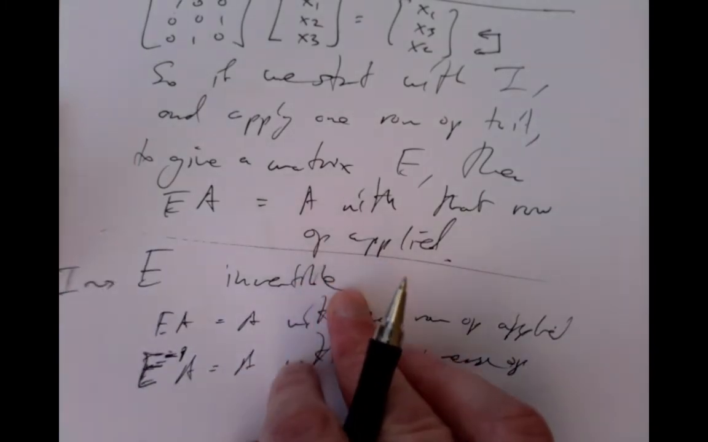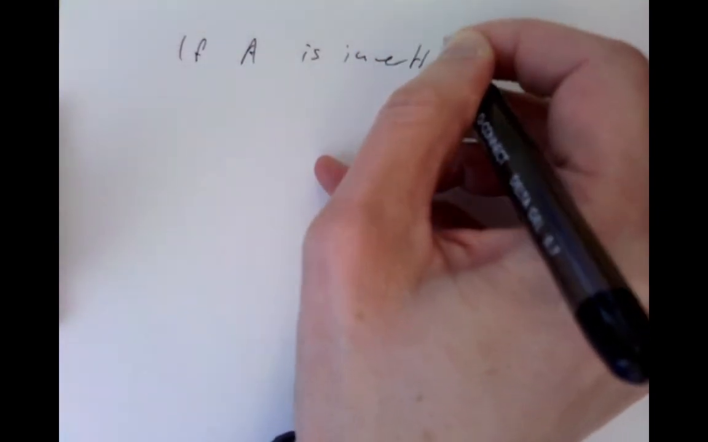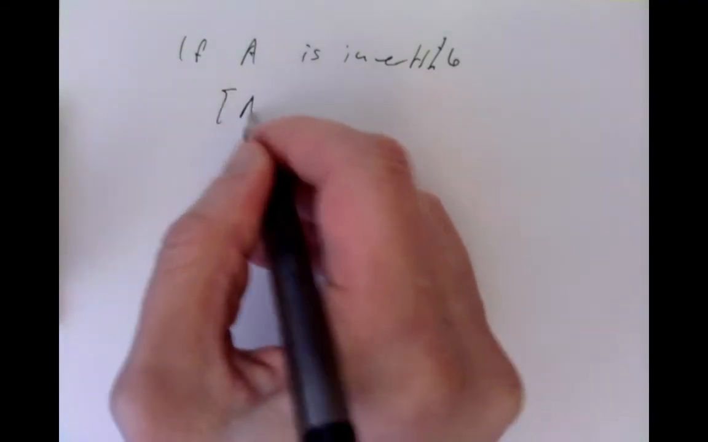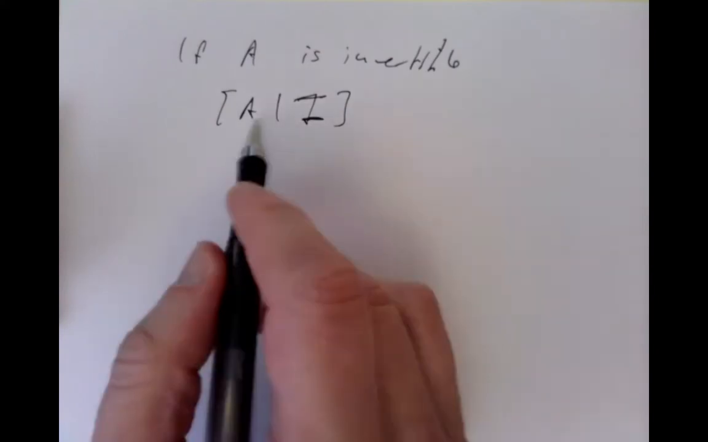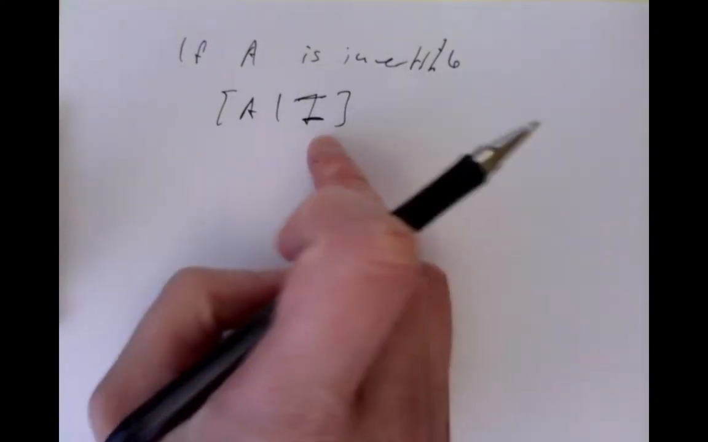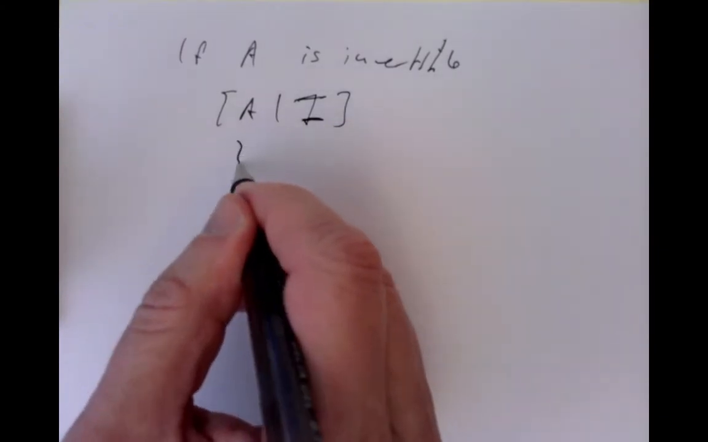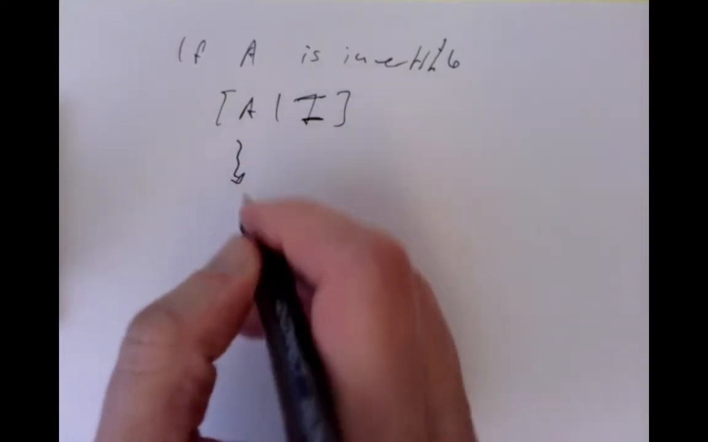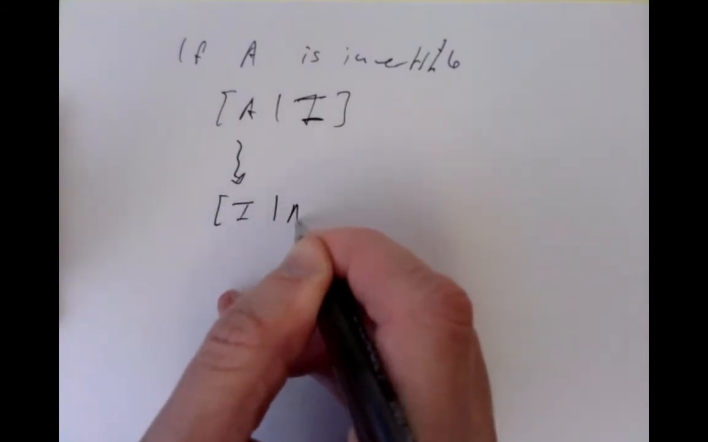Now, how do we apply this idea? We know that if A is invertible, we said that if we put A and the identity matrix beside one another in an augmented matrix, with a whole bunch of columns here, not just a single constants column, but all these columns of the identity matrix sitting here, and we went through the process of reduced row echelon form, we ended up at the identity matrix and A inverse.